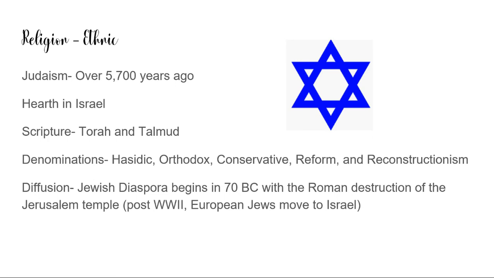Its origin was about 5,007 years ago. Its heart is in Israel, and the scriptures are the Torah and the Talmud. The denominations are Hasidic, Orthodox, Conservative, Reform, and Reconstructionalism. So the diffusion of Judaism began in 70 BC with the Roman destruction of the Jerusalem temple. Then there was another diffusion in World War II, where European Jews moved to Israel after the war.